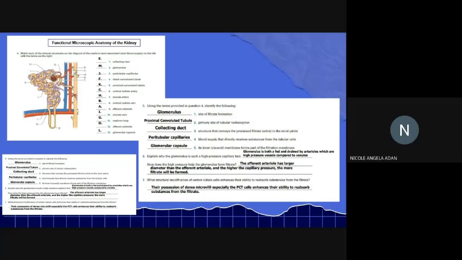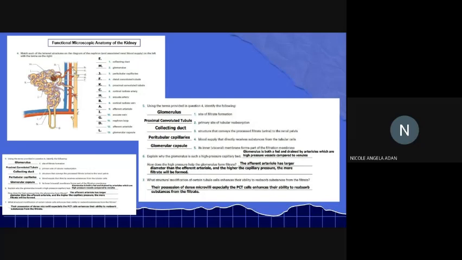Number 7, what structural modification of certain tubule cells enhances their ability to reabsorb substances from the filtrate? So their possession of dense microvilli, especially the PCT cells, enhances their ability to reabsorb substances from the filtrate.